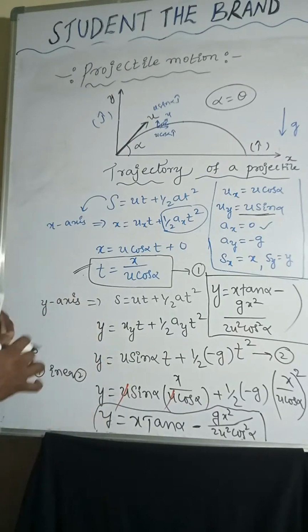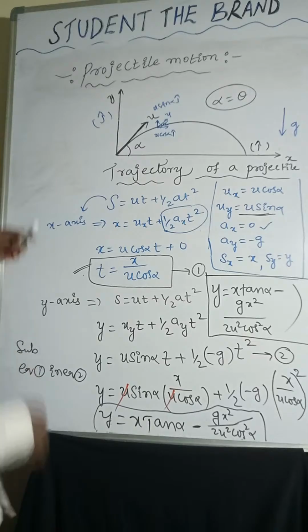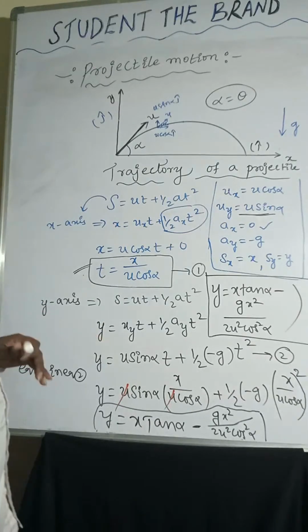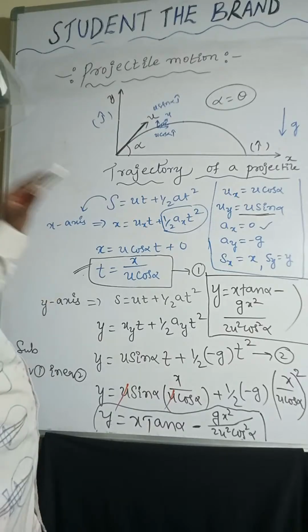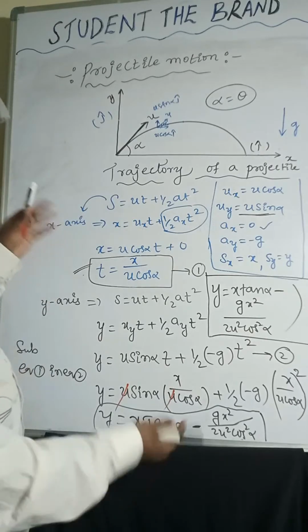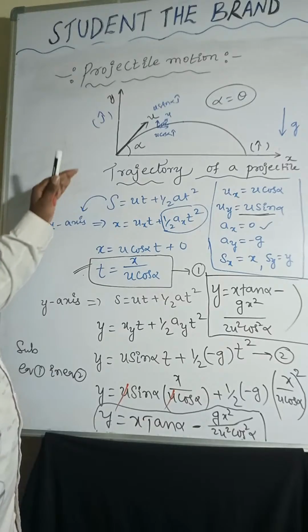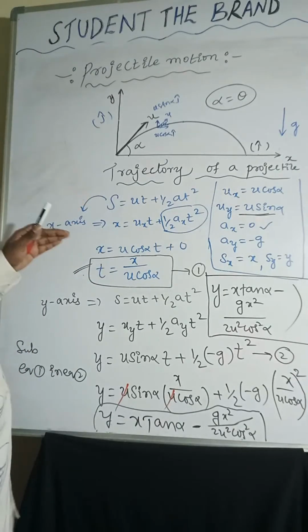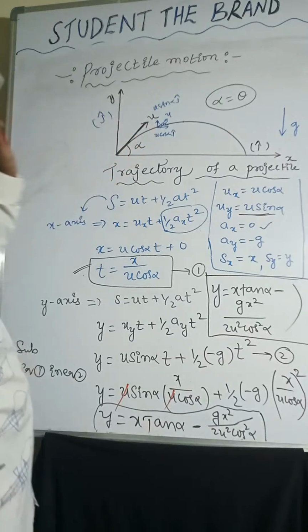Follow it step-wise, one by one. If you follow one by one, then you'll get the equation. If you miss any one of these steps, then you won't get it. So you have to follow step by step, carefully, one by one. Trajectory of a projectile.